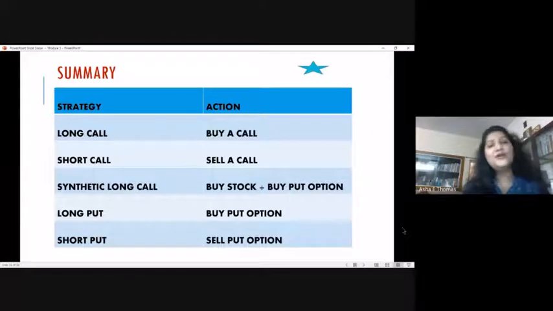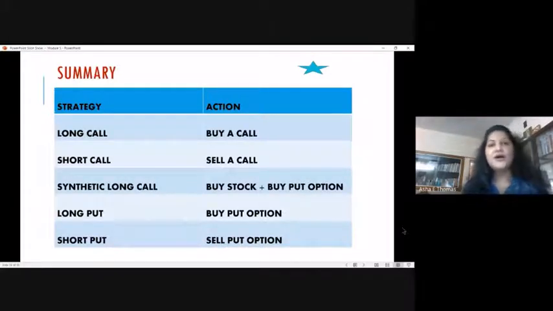Now, long put is nothing but you buy a put option, that is the right to sell an asset. So the other party on the other side is under an obligation to buy the underlying asset from you, if at all you exercise your right. So that is a plain uncovered strategy.